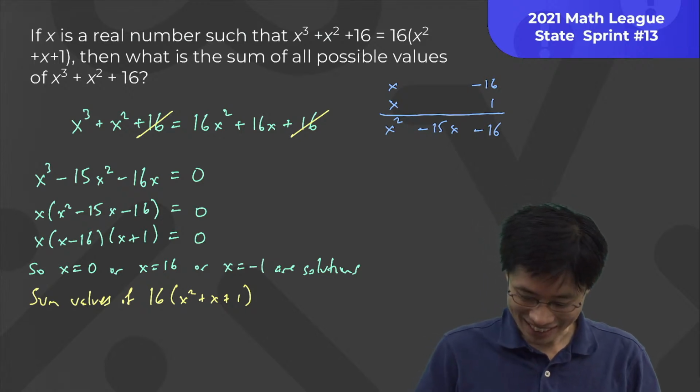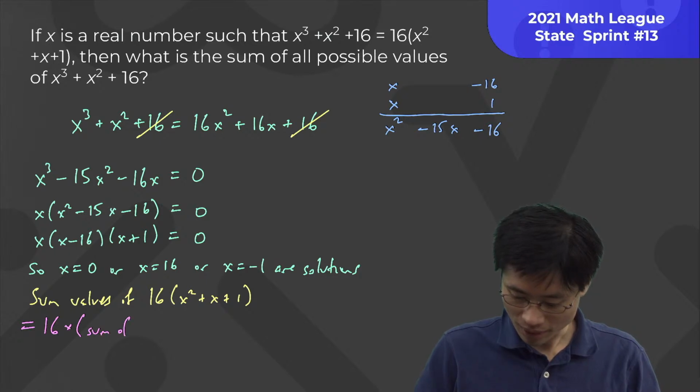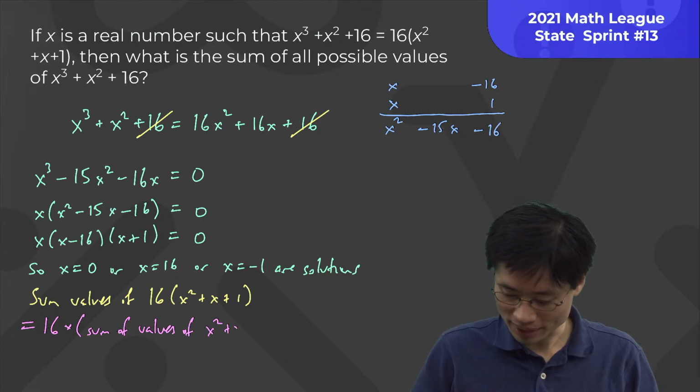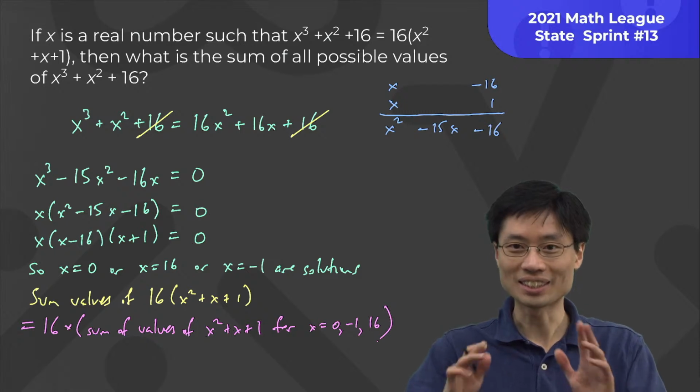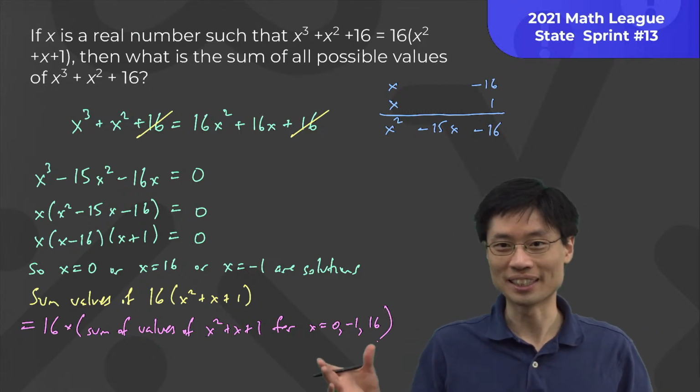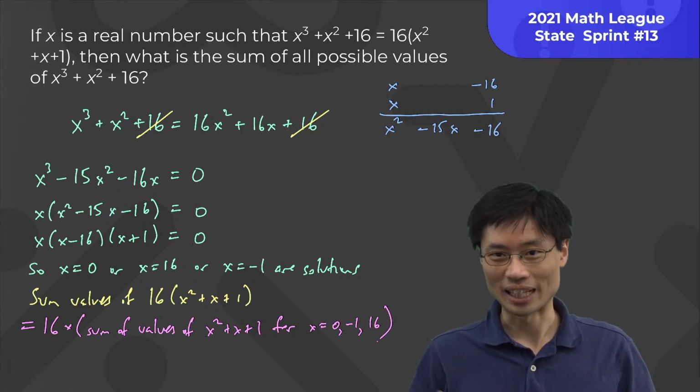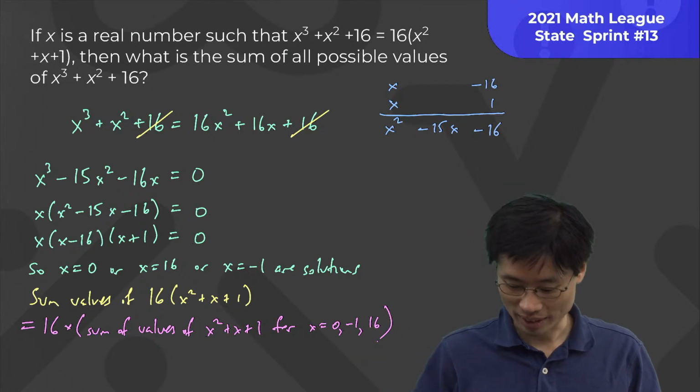So that's equal to 16 times the sum of values of x squared plus x plus 1 for x equals 0, -1, and 16. Okay, so that's all I have to do. This is hopefully easier. Is it easier? Let's try. So I need some more space, so I'm going to write it on the next screen.